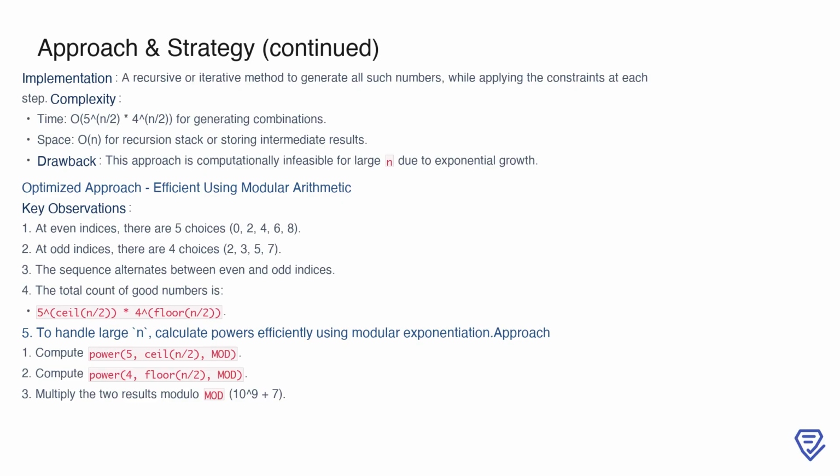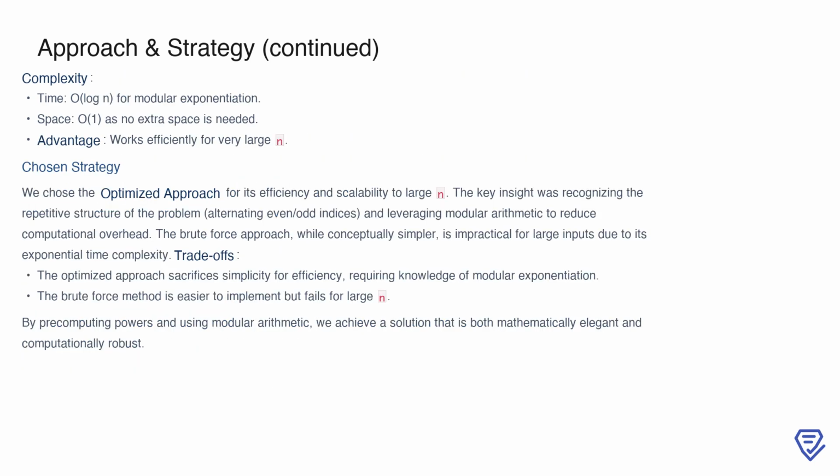Instead of directly calculating these large powers, which would be computationally expensive, we use modular exponentiation to compute them efficiently, keeping all calculations within the bounds of a modulo value, such as 10 to the power of 9 plus 7. Using modular exponentiation, the optimized approach ensures that we can compute the required powers in O(log n) time. This is a significant improvement over the exponential time complexity of the brute force method. Additionally, the space complexity of this method is O(1), since it does not require any extra storage for intermediate results. The optimized approach is highly efficient and scalable, making it suitable for handling very large values of n.